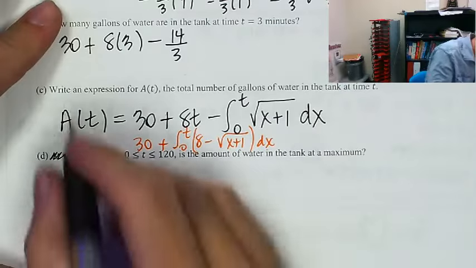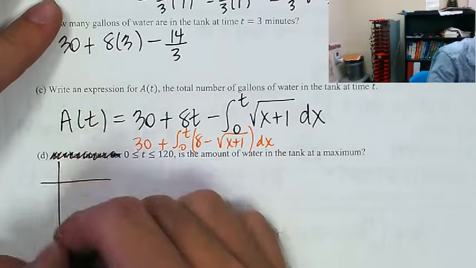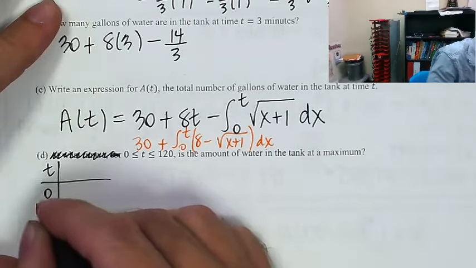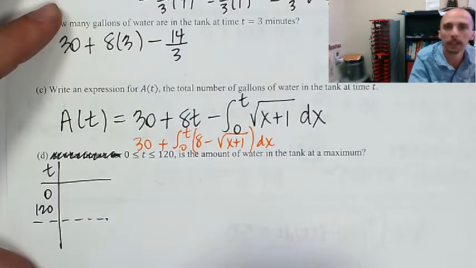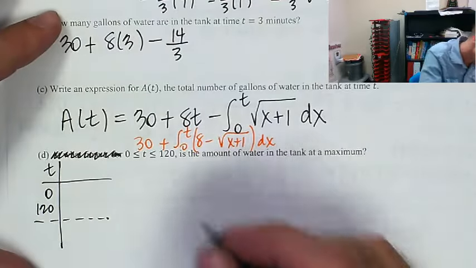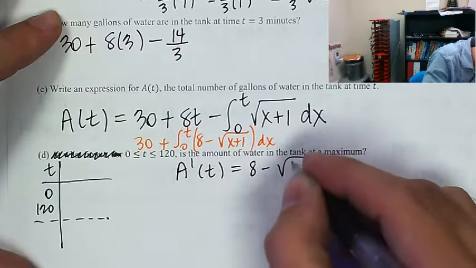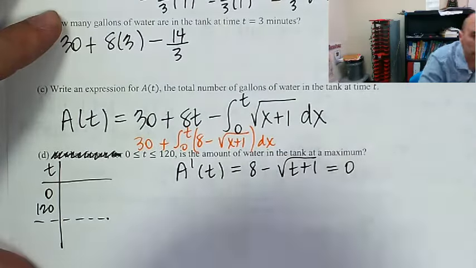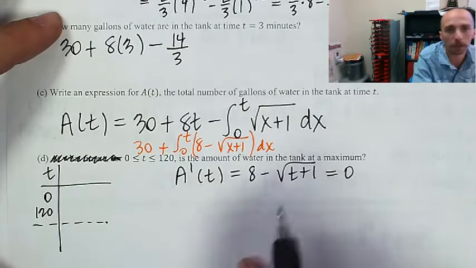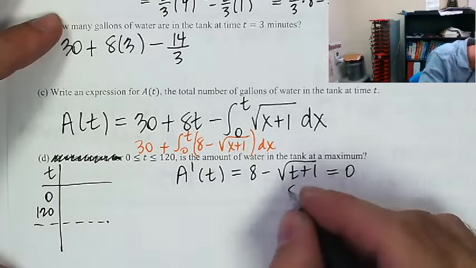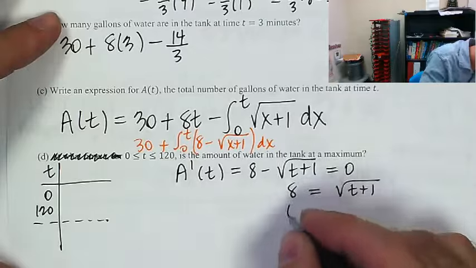Okay. Maximum value of A of t on 0 to 120. Well, I need to consider 0 and 120, but also any time when A prime of t equals 0. A prime of t equals 8 minus the square root of t plus 1. And I might be interested in where that's equal to 0. This is definitely the type of equation we need to be able to solve in this class. So that's 8 equals the square root of t plus 1, and we're going to square both sides.